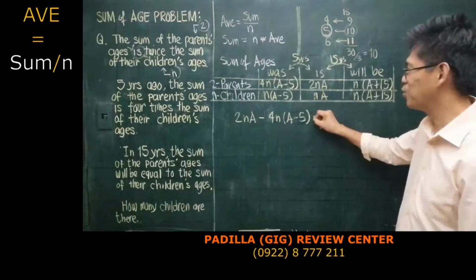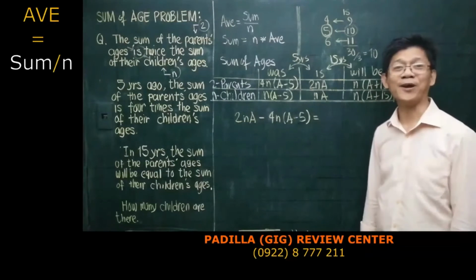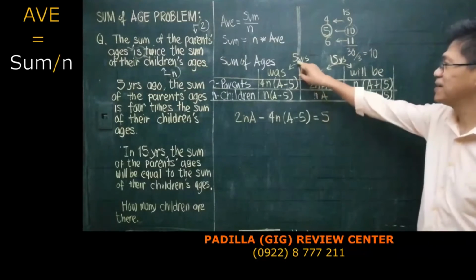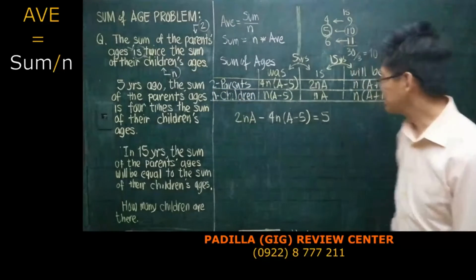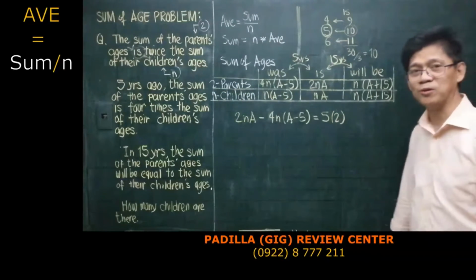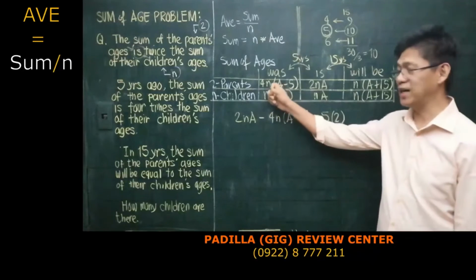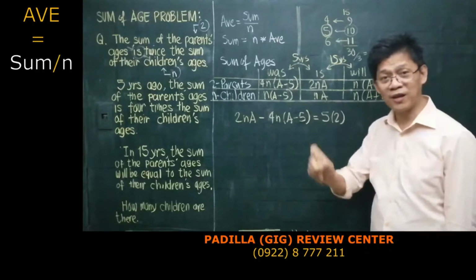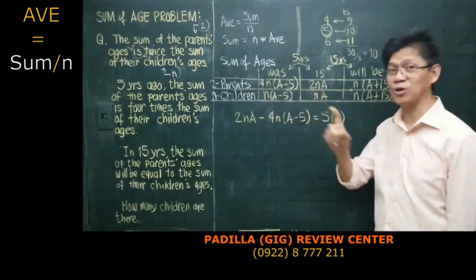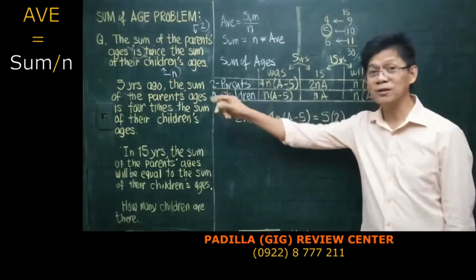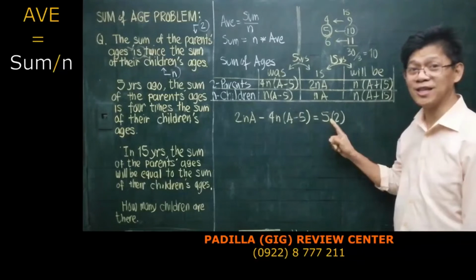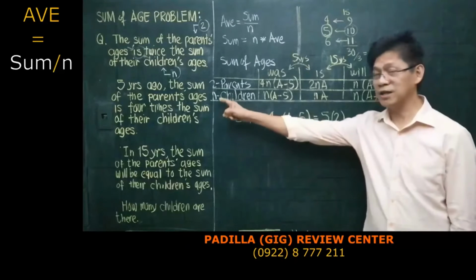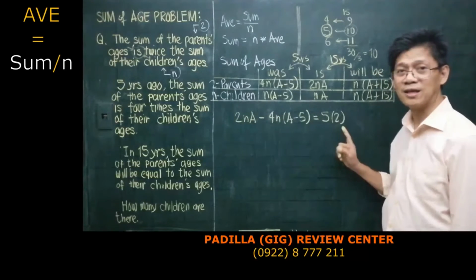This is equal to what? What do you think? This is 5 years times the number of people. So, 5 times 2. Why 5 times 2? Because the difference of the age of the father from here to here is 5 years. And the difference of the age of the mother from here to here is also 5 years. So, there are two people, there are 5 years. So, this is the years involved times the number of persons in the group. If it's children, then the multiplier is n.